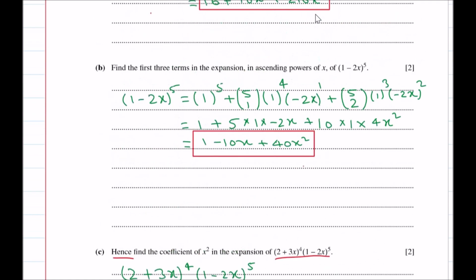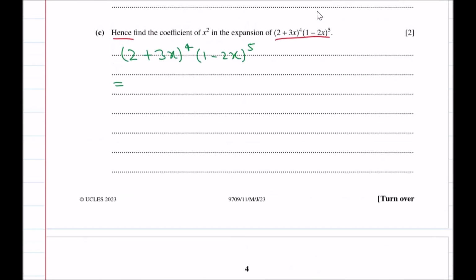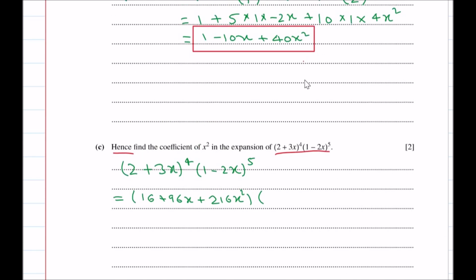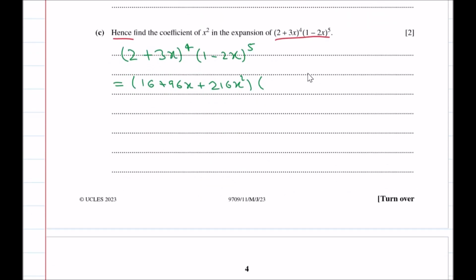So 16 plus 96x plus 216x square. And this expansion is here, you can see above, it is 1 minus 10x plus 40x square. So 1 minus 10x plus 40x square.